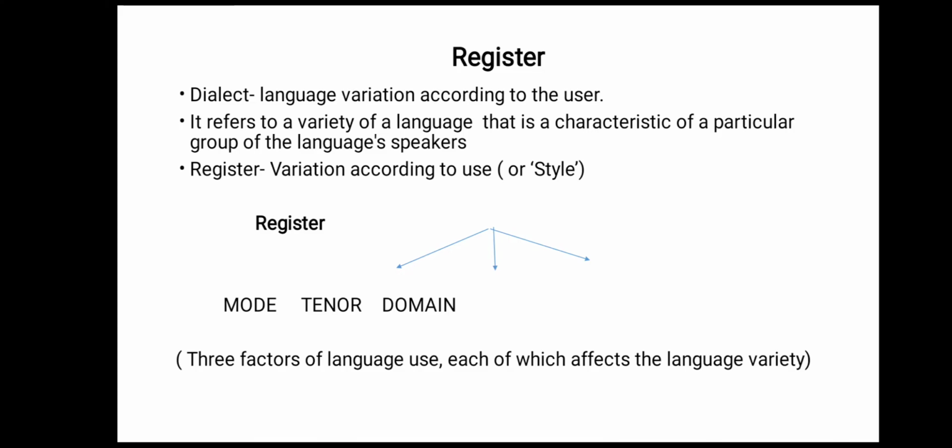In any particular situation, there are three key factors in the context that affect the choices we make from the language system, that is the field, tenor and the mode. So this is the register according to Halliday, that is in any particular situation, these three key factors in the context affect the choices that we make from the language.